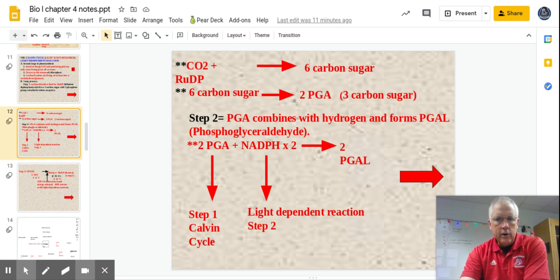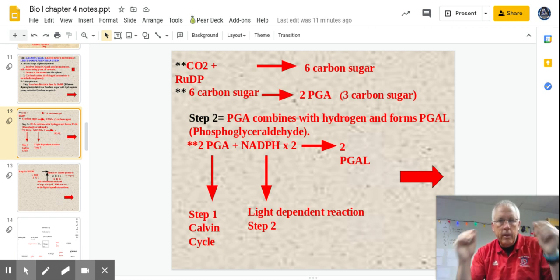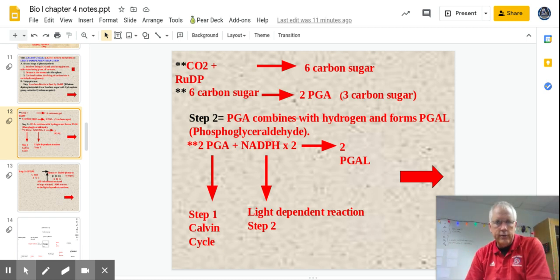And this 6-carbon sugar literally splits in half. So don't make this more complicated than it is. It becomes 2 PGA. Not the Professional Golfers Association, but phosphoglyceric acid, we call that. And it's a 3-carbon sugar times 2. So that's what I want you to put on that first tab.